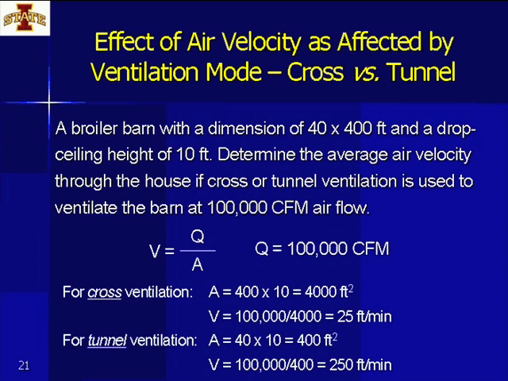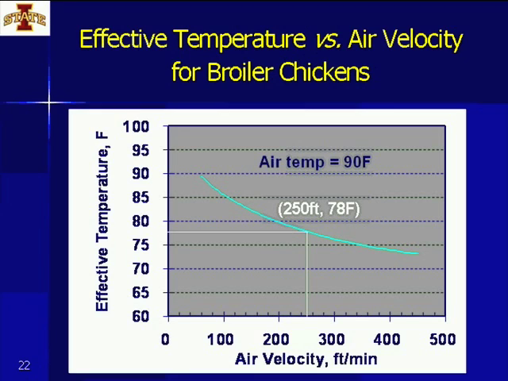And this shows the relationship between effective temperature and air velocity for poultry. Effective temperature is basically the temperature being felt by the animals. So the air temperature in this case, for example, is 90 degrees, but if we have an air velocity of 250 feet per minute, the bird actually feels the air as being like 78 degrees. So we're adding some wind chill effect for the birds in the summertime. That's basically the idea of tunnel ventilation.